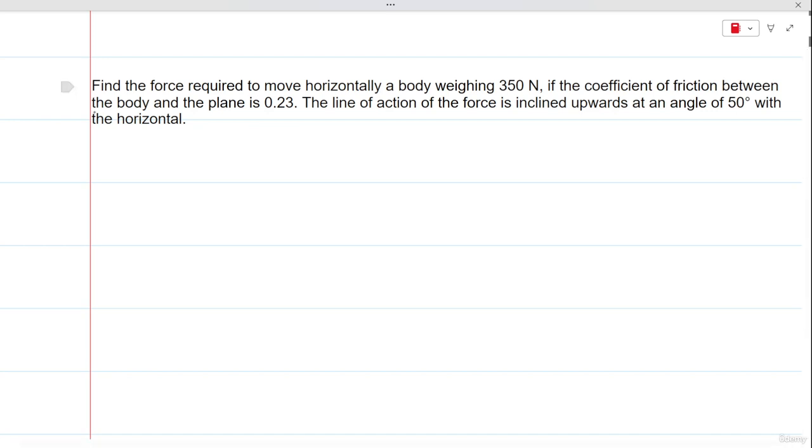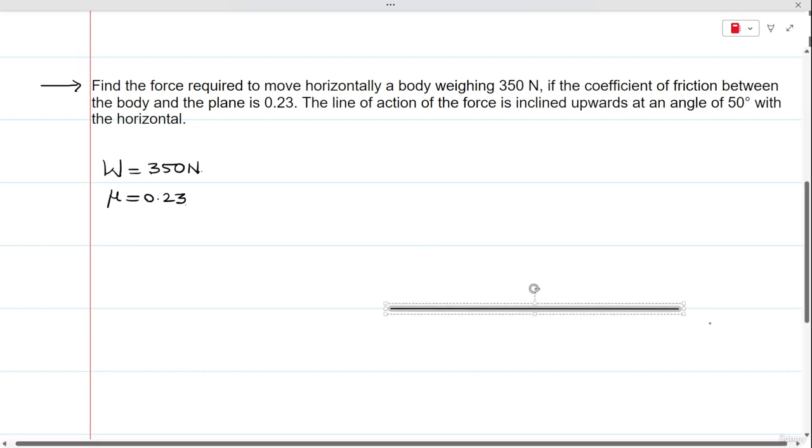In the given question, it is asked to find the force required to move a block of weight 350 newtons horizontally, and the coefficient of friction between the body and the plane is 0.23. The weight of the block is 350 newtons and mu is given as 0.23. The line of action of the force is inclined upwards at an angle of 50 degrees with the horizontal. So we are supposed to move the block along this horizontal plane.